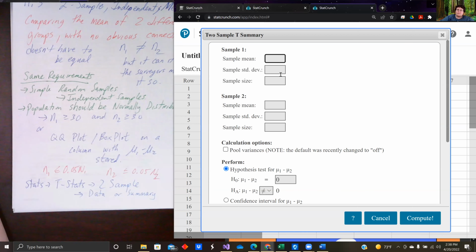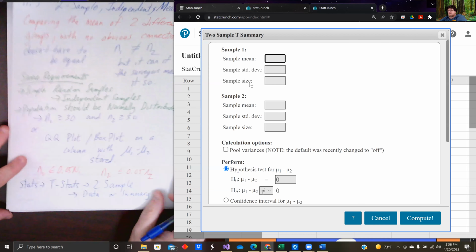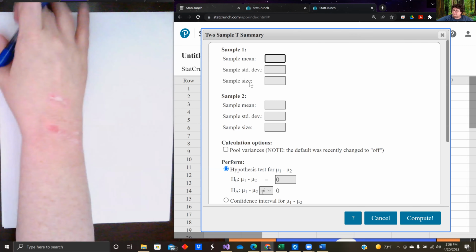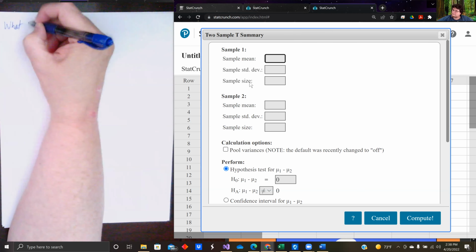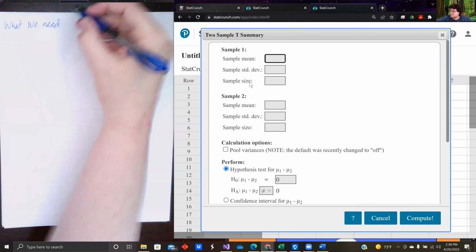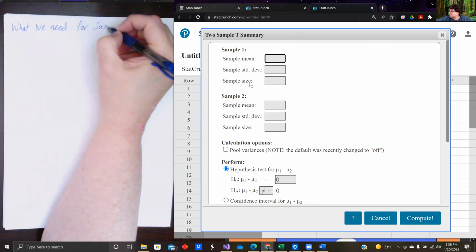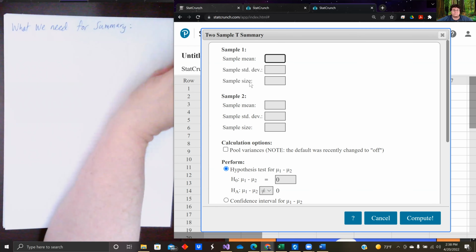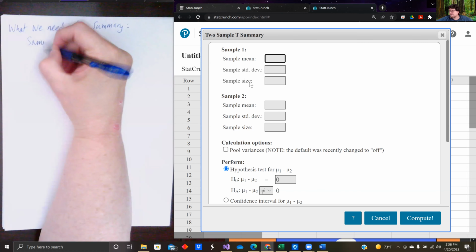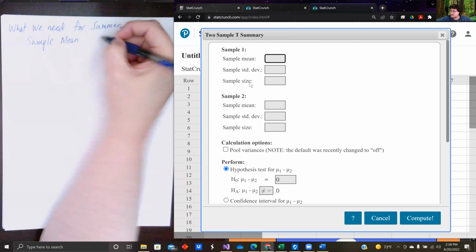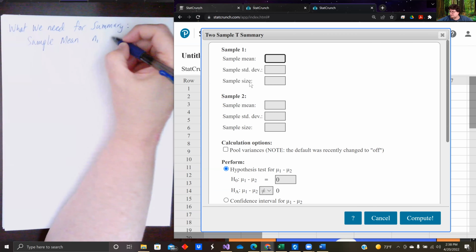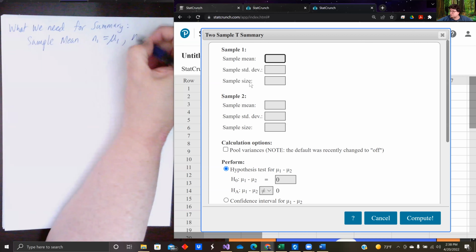So remember when we had a one mean test, we had sample mean, sample standard deviation, sample size for one group. Now we have both. So what we need for summary: we need a sample mean for N1 and N2. N1 will be mu1, N2 will be mu2.